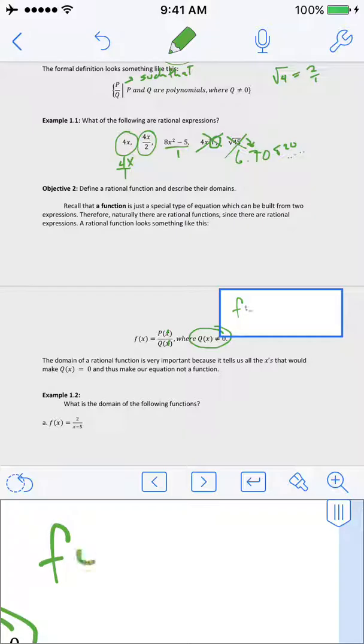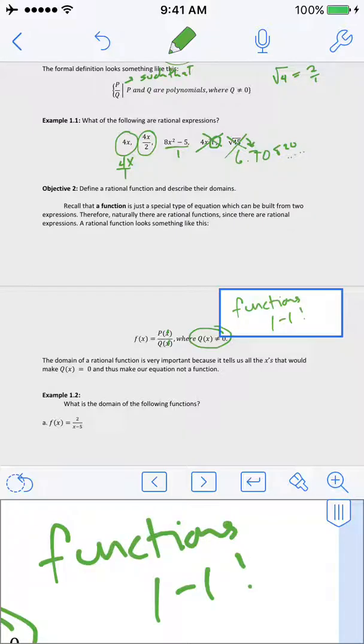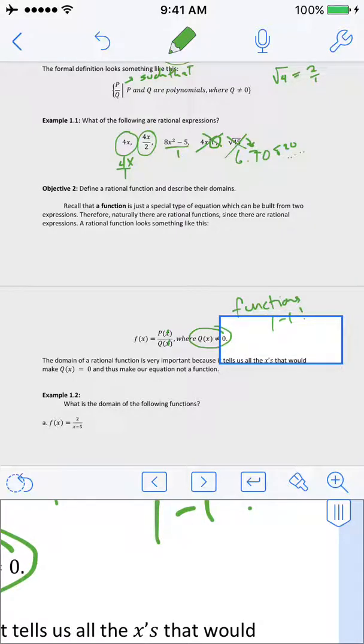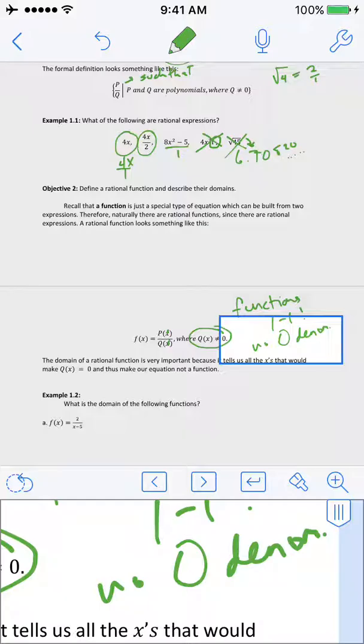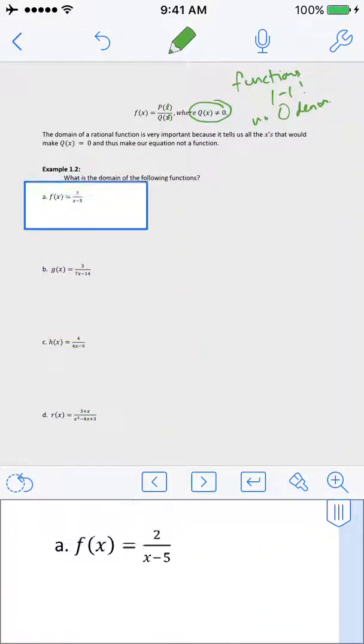So functions must be one-to-one. They cannot have 0. So no 0 denominators. Let's check out a couple of these functions over here. We'll talk about those. And we will decide if they're functions or not.